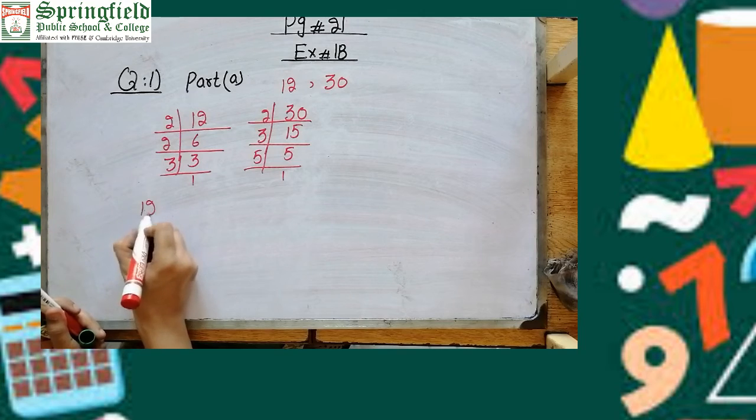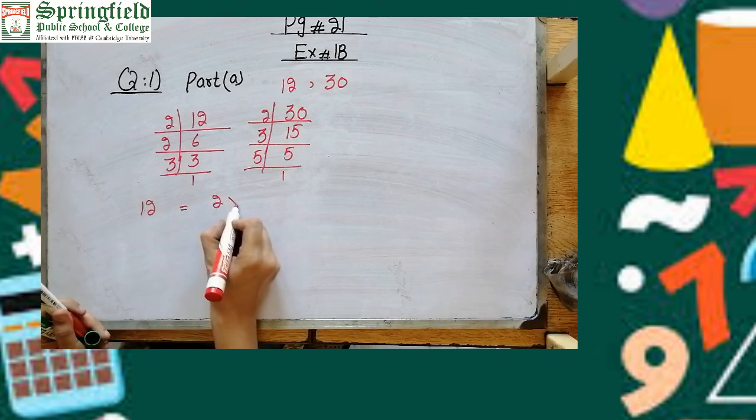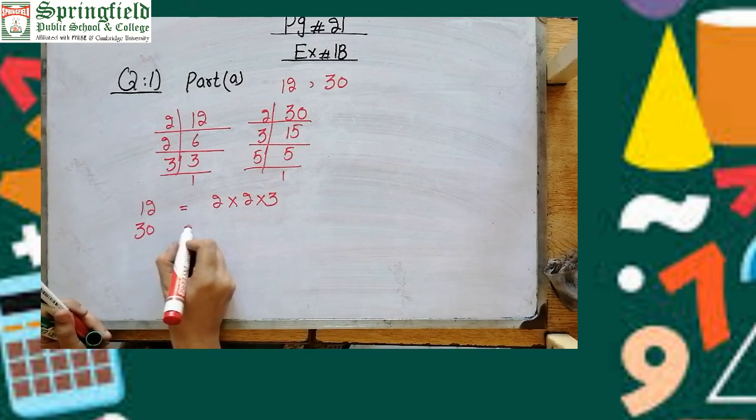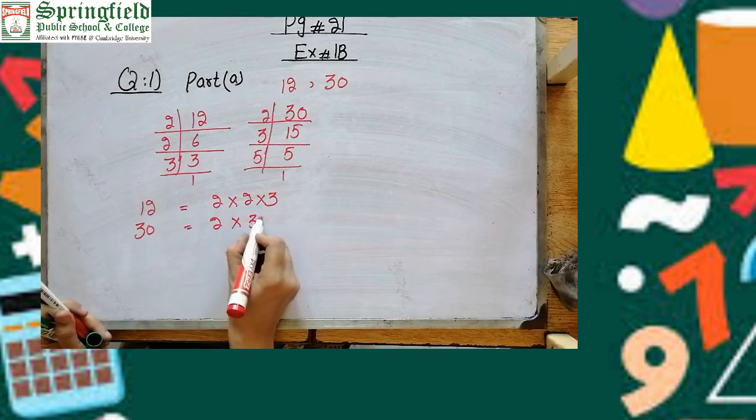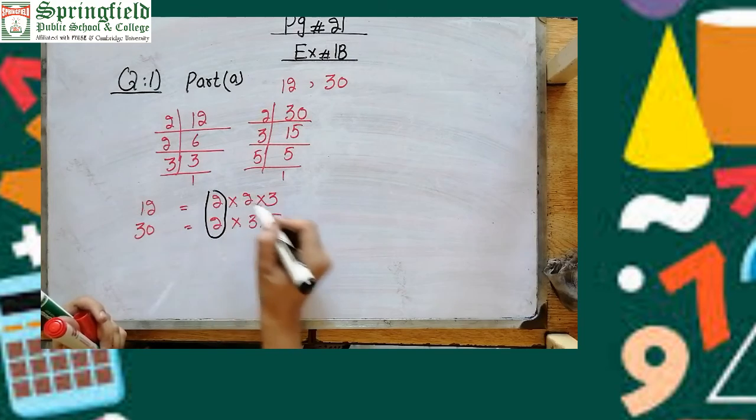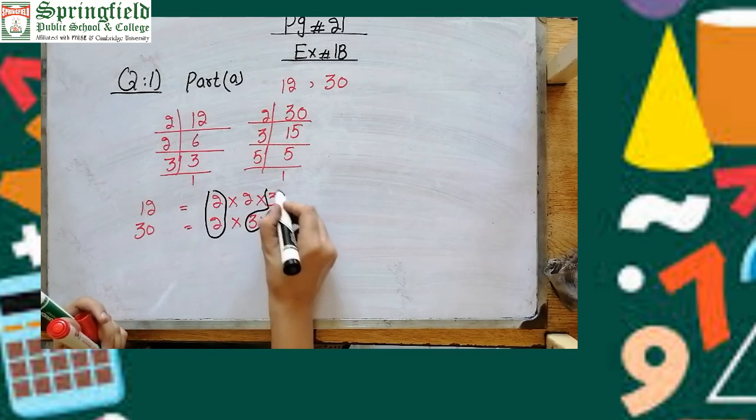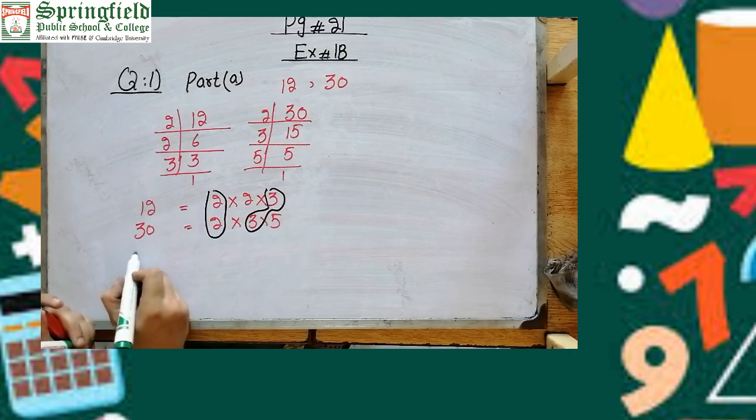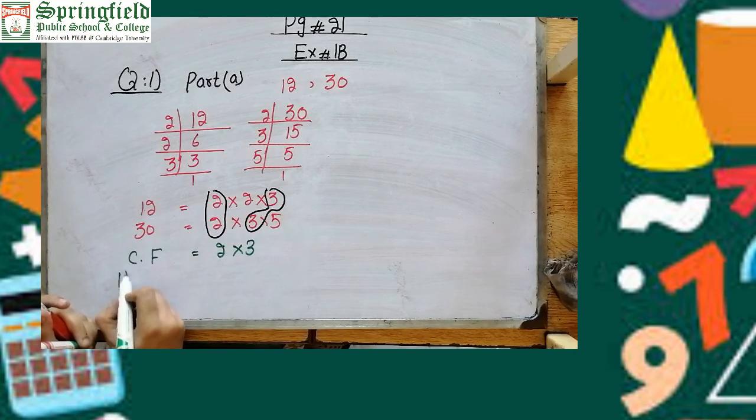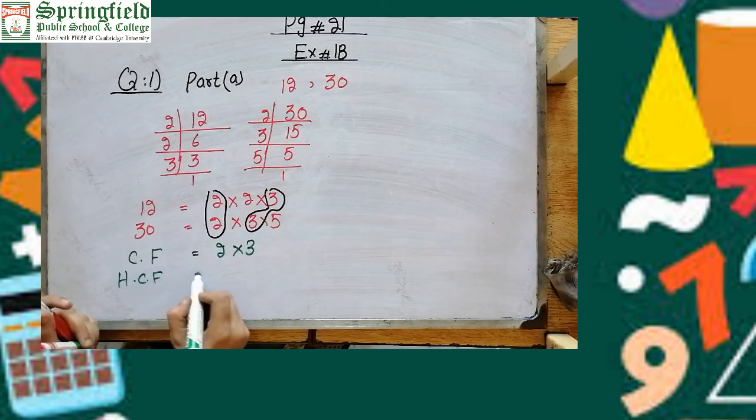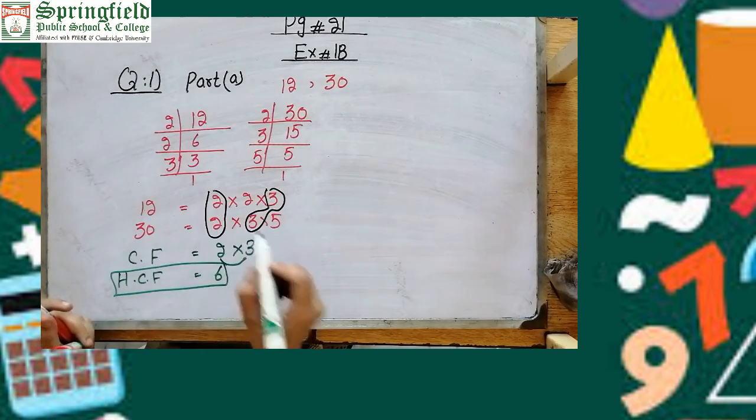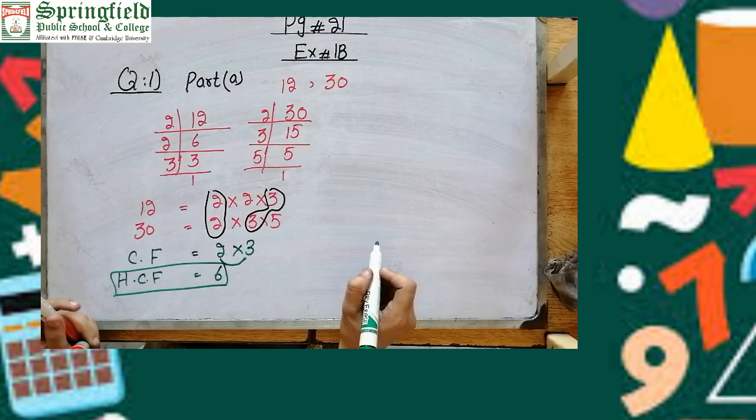Now write out the factors of 12 first: 2 multiply 2 multiply 3. Then write out the factors of 30: 2 multiply 3 multiply 5. Now make the pair of common factors. 2 is common, 3 is common. So write out the common factors: 2 multiply 3. Then HCF will become the multiplication of common factors. 3 2s are 6. It means 6 is the highest common factor of 12 and 30.